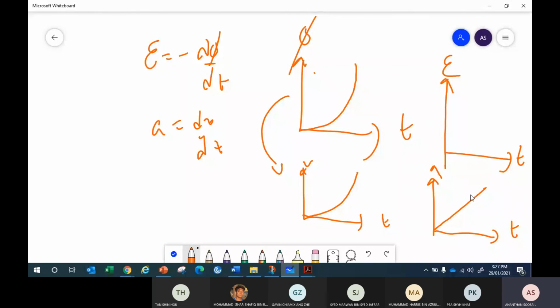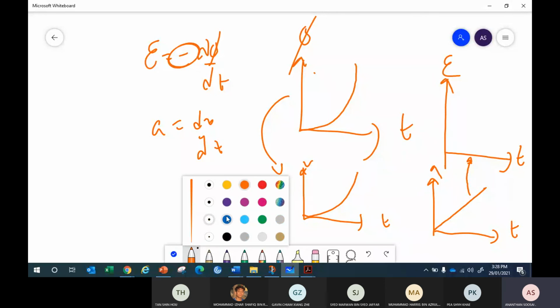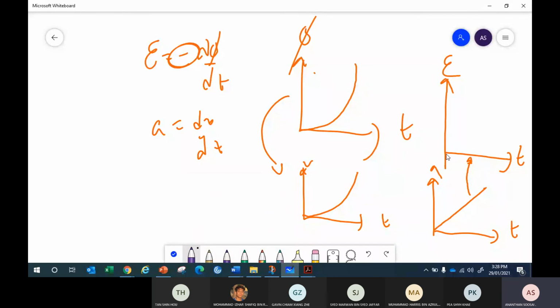So how is your EMF graph going to be? EMF is negative, so you have to reflect this graph in the x-axis, like using the t-axis as a mirror. This graph goes up, so your EMF goes down. So the answer: when the flux is going up, EMF is down, negative.